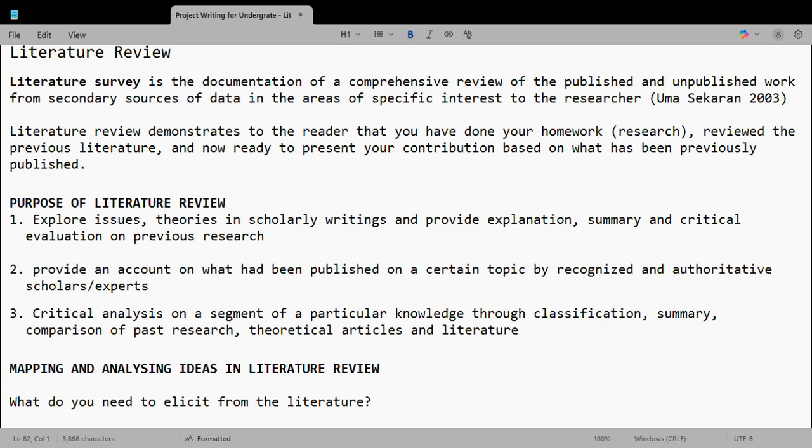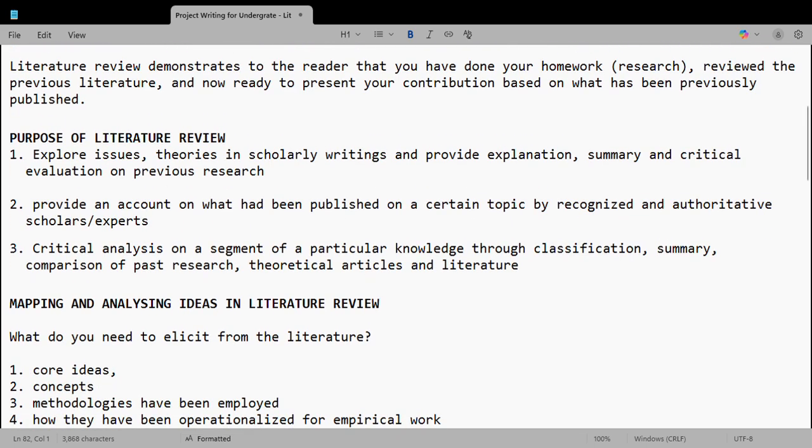Then the second one is to provide an account of what has been published on a certain topic of interest. The third one is to provide a critical analysis of a particular knowledge through classifications, summary, comparisons of past research, theoretical articles, and the like.